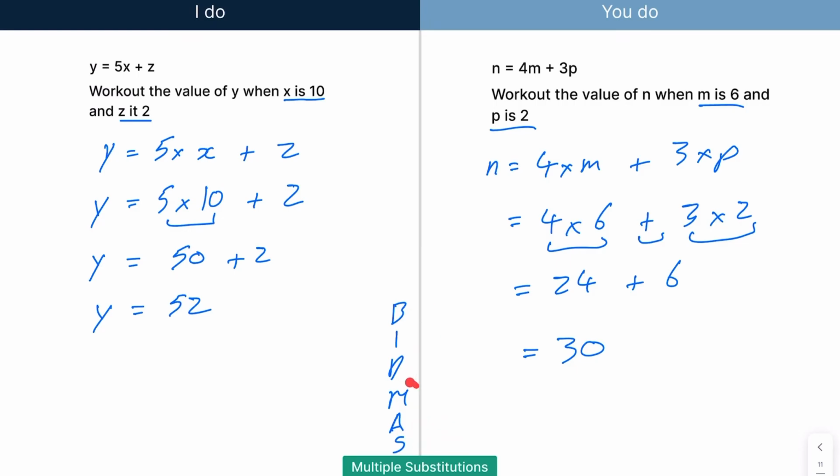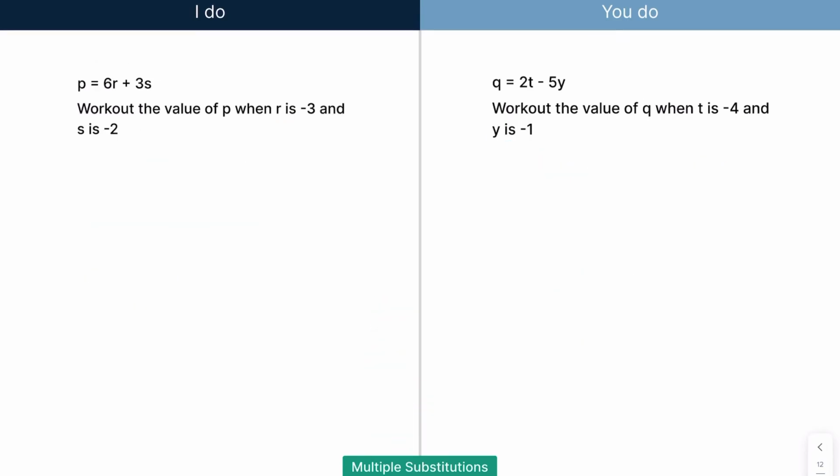So if you look down this, we can see multiplication appears before addition, which means we're going to do the multiplication first, which is why we did this first, and then finally we added, because multiplication appears before addition in this rule that we have here called BIDMAS. So moving on, looking at this one here.